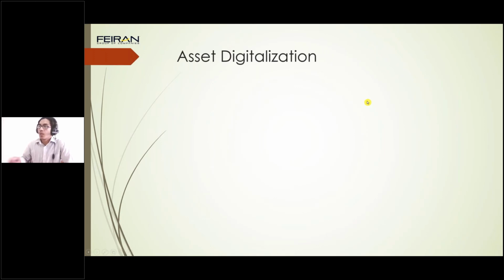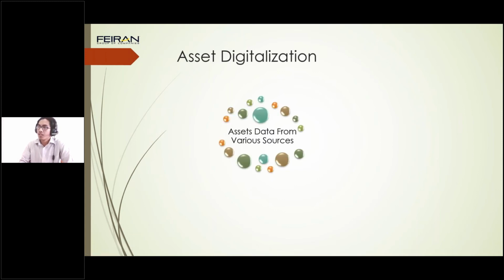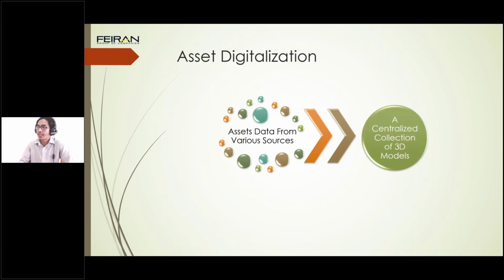Okay, so we have gone through what smart topography is, its capability, and the potential usage of smart topography. So now, what is asset monitoring? For asset monitoring, we actually start with asset digitalization. Asset digitalization is a process whereby we consolidate all the asset data coming from various sources, and then we put them into a centralized collection of 3D models.